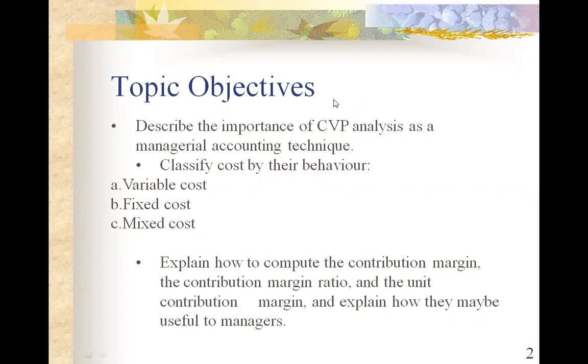A telephone bill, to a particular level, is fixed. Whether you use it or you do not use it, still you have to pay that amount. But after that particular level, the price will change with your usage, with your consumption, and that is what we call mixed cost.